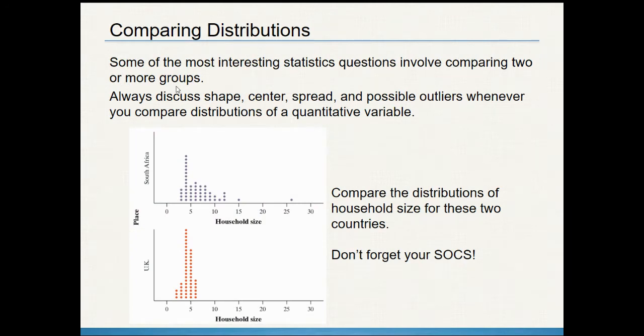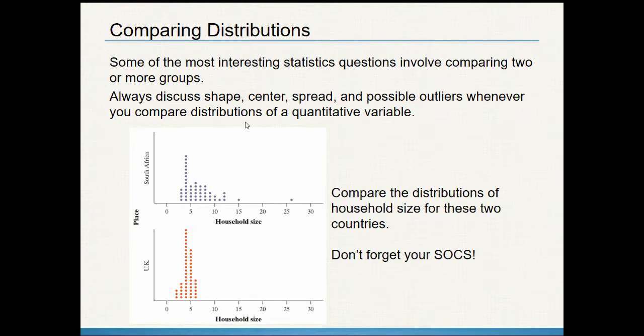All right, so when comparing distributions, some of the most interesting statistics questions involve comparing two or more groups. Always discuss shape, center, spread, and possible outliers. That's what SOCS stands for: shape, outliers, center, and spread. I did not explain that a minute ago, sorry about that. So you're always going to discuss shape, outliers, center, and spread whenever you compare distributions of a quantitative variable. Every time you're asked to compare two distributions, SOCS.